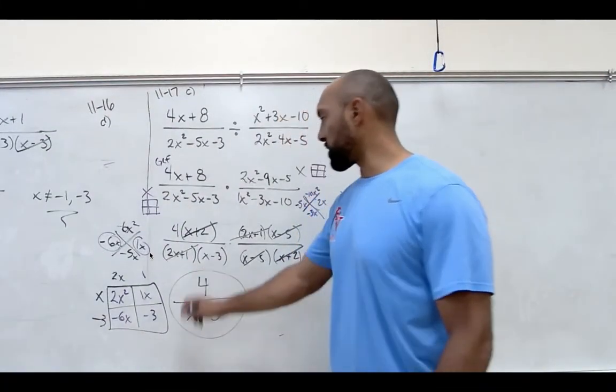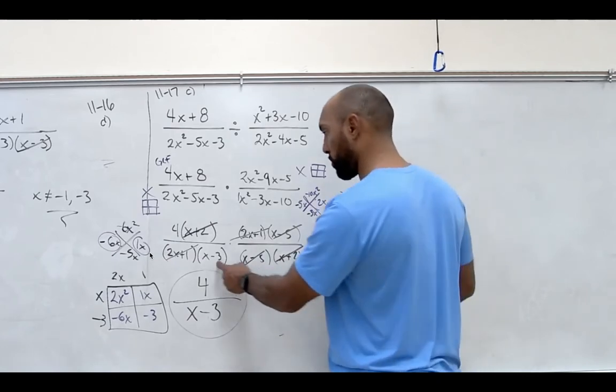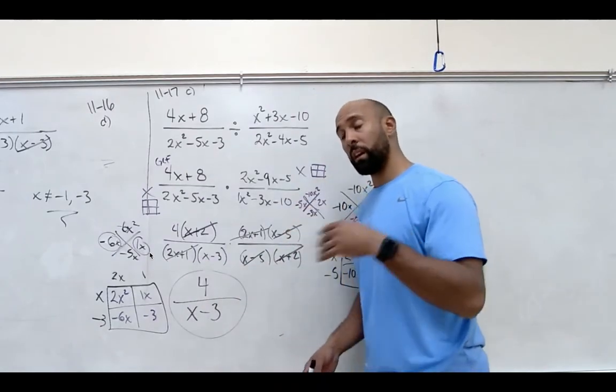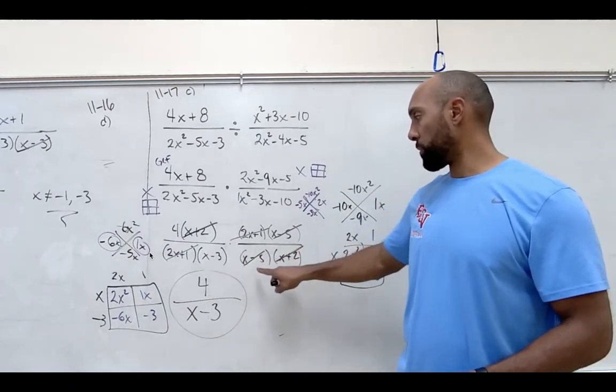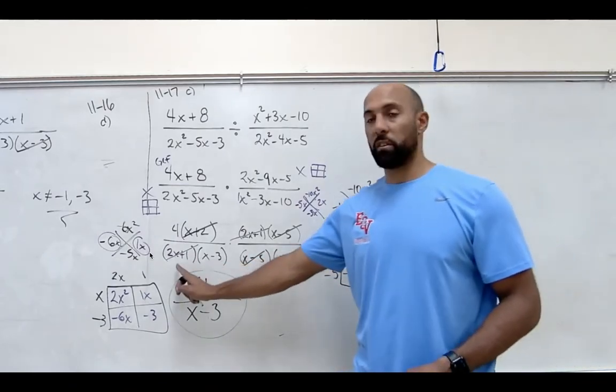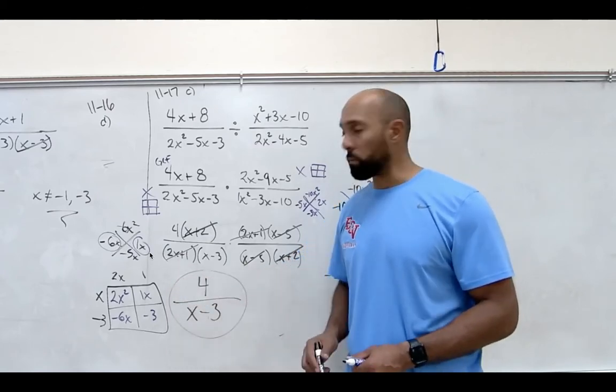Now, if it does ask you for the excluded value, that would happen in this step right here. You would have 1, 2, 3, 4 different excluded values if you were asked about that. So it'd be 3, 5, -2, and then you'd have to solve for, or set that equal to 0, and you get -1 over 2. Okay.